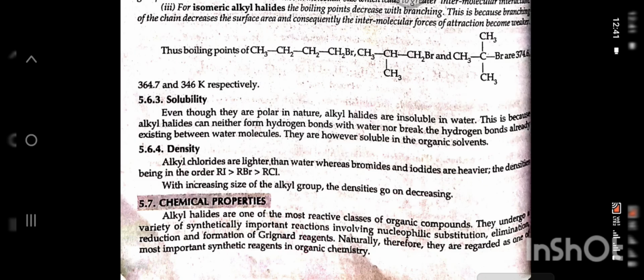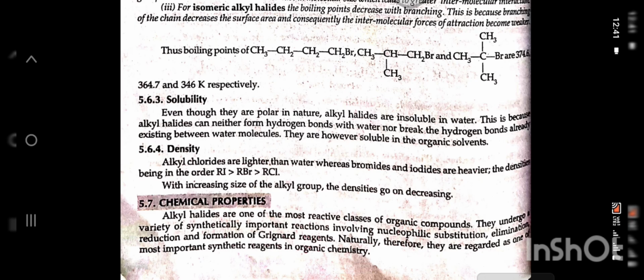Density. Alkyl chlorides are lighter than water, whereas bromides and iodides are heavier than water. The density follows the order RI > RBr > RCl. With increasing size of the alkyl group, the density goes on decreasing.